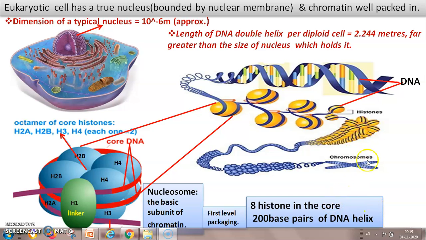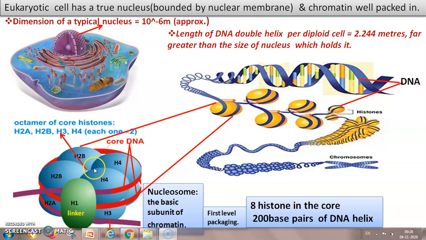Suppose this is one chromosome being opened out. You just see the unit. What makes it into that compact structure? The first level of packaging is called the nucleosome. The basic subunit of chromatin is called the nucleosome. What is a nucleosome? It is a complex of histone protein and DNA. Histone proteins make up the core and the DNA is wrapped around it.